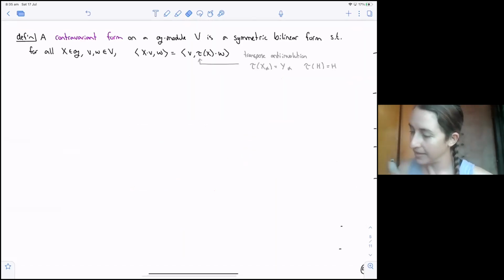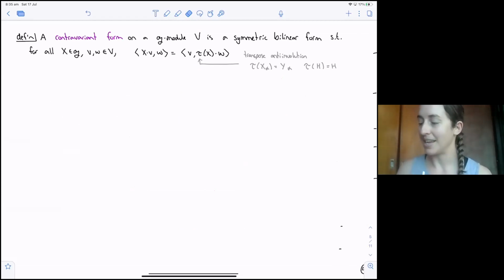So here's a definition. A contravariant form is a bilinear form on the underlying vector space of some representation that is symmetric and behaves nicely with respect to the action of the Lie algebra. So the definition is here. If we act on the left-hand side of something within this pairing, this is the same thing as acting on the right-hand side by the transpose. And so this kind of fits into the philosophy.